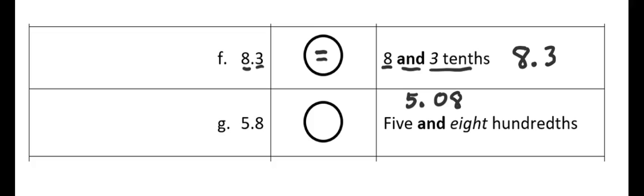Now when I compare my numbers, they both have 5 ones. The first number has 8/10ths. The second number doesn't have any tenths. So I can stop my comparison there. That tells me that 5 and 8/10ths is greater than 5 and 8/100ths.